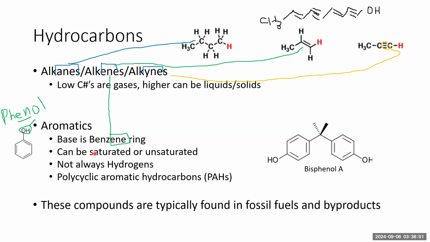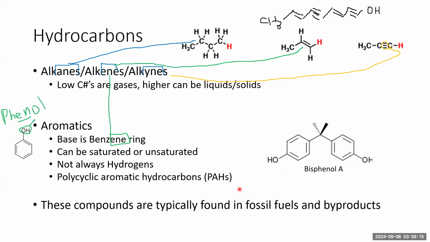So benzene is our base for aromatics. A lot of times here, we're going to be building off of phenol. So for example, here is the compound bisphenol A, also known as BPA. I'm sure you have seen products in the grocery store that say packaged with no BPA. This is the BPA that they are not packaging with.